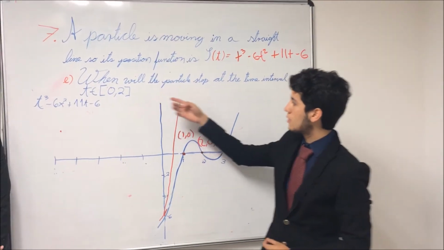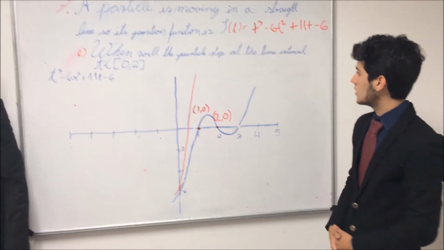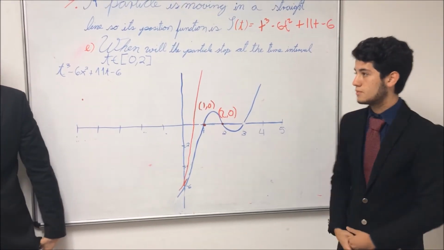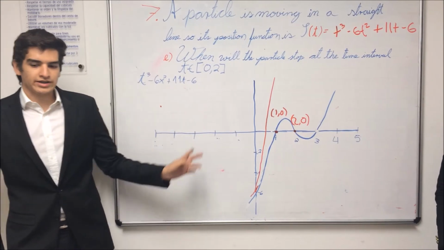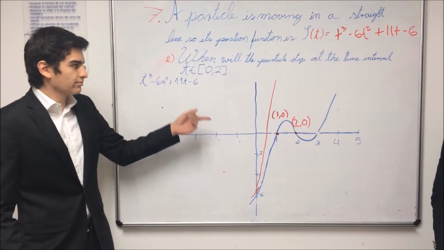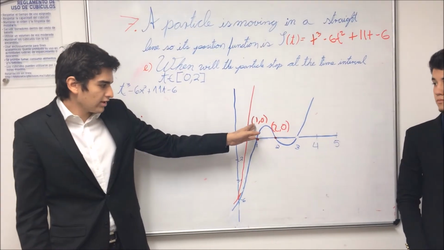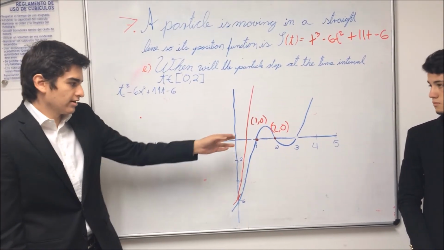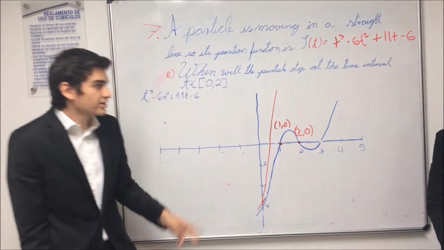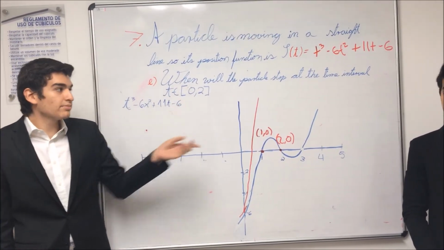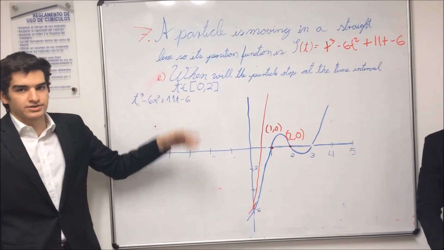E asks us when will the particle stop at the time interval 0, 2. So we graph it to see which are the points, and we conclude that 1, 0 and 2, 0 are the points that the particle will stop at this time interval.